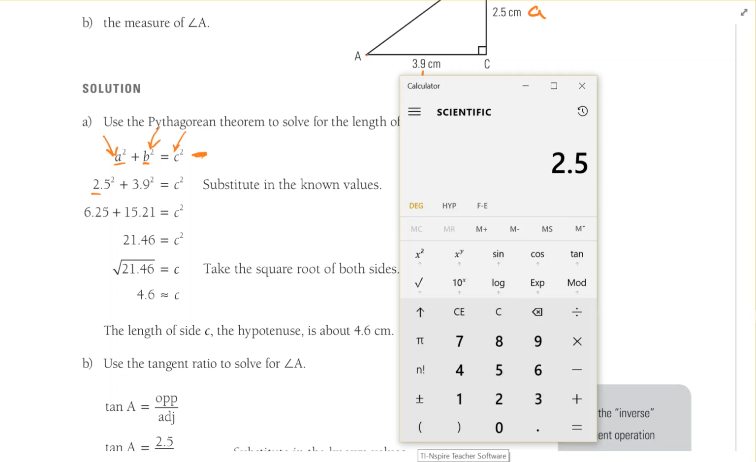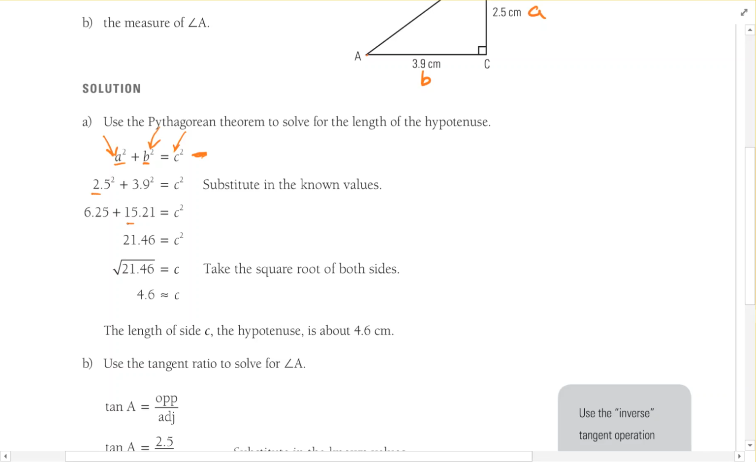And then hit the squared button. So on my calculator, it looks like this, x to the 2. So that's 6.25, right? And then 3.9 squared, 15.21. That's equal to c squared.